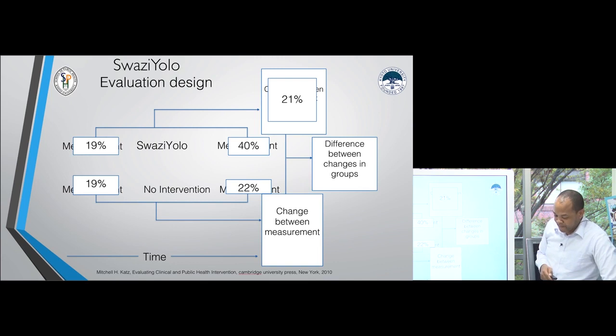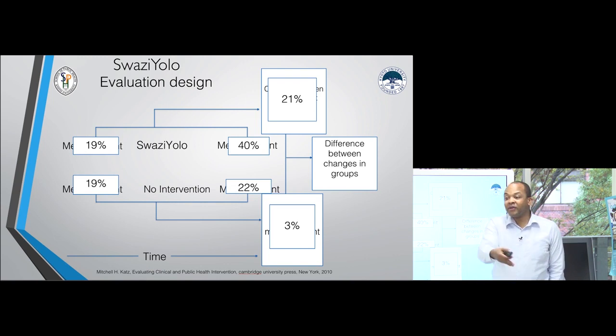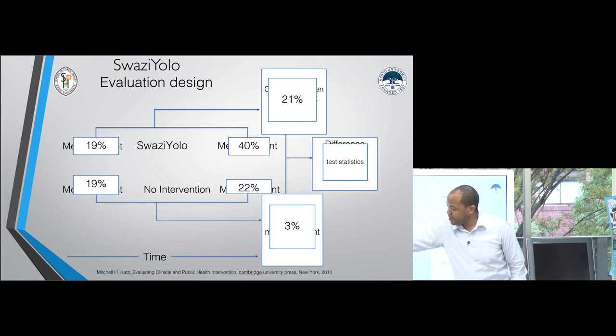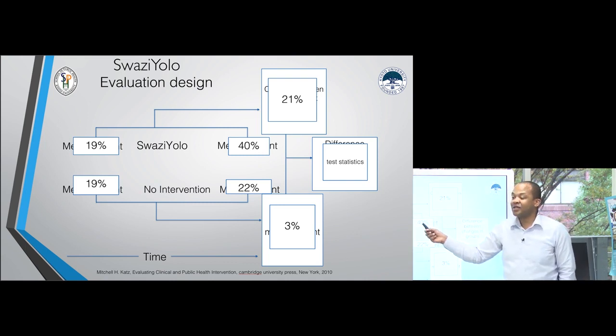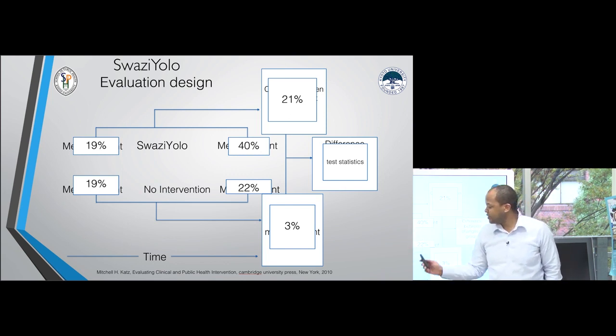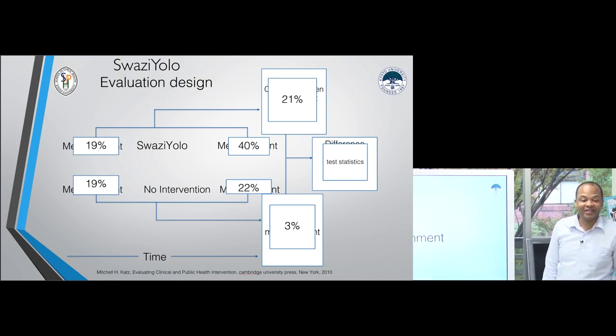So this is an example. For example, if you think about a certain behavior, the prevalence of that behavior in the intervention group is 19%, and in the control group is 19%, right? So at baseline we can say there's no difference. And then you give the intervention, and then you see 40% in the intervention group, and then you see 22% in the control. The effect is actually the difference between the two. So this is the intervention design of Swazi-Yolo.